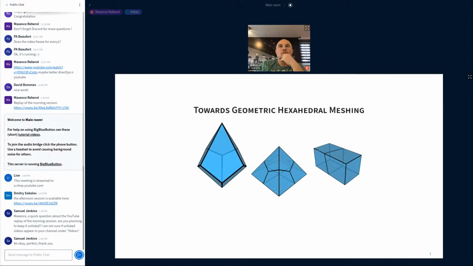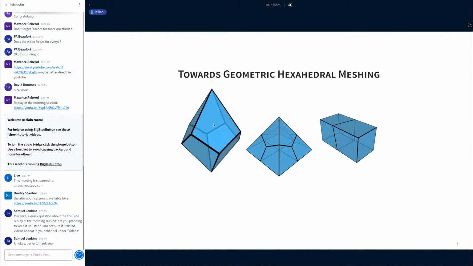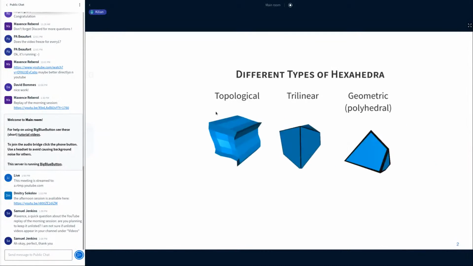Okay, so today I'm going to be discussing geometric hex meshing. So the idea is you have these quad meshes, and you would like to fill them with geometric hexahedra without refining the boundary any further. So what do I mean by geometric hexahedra?